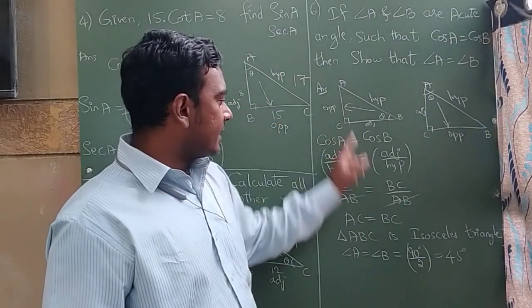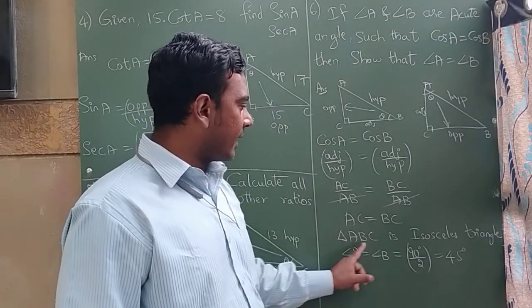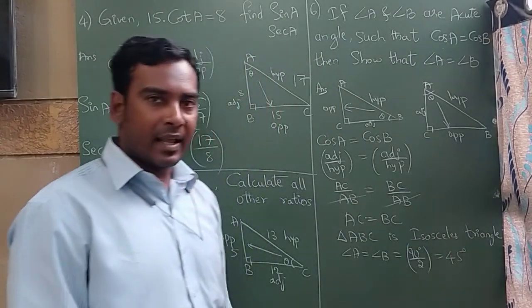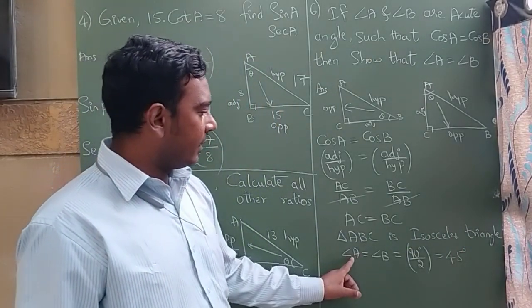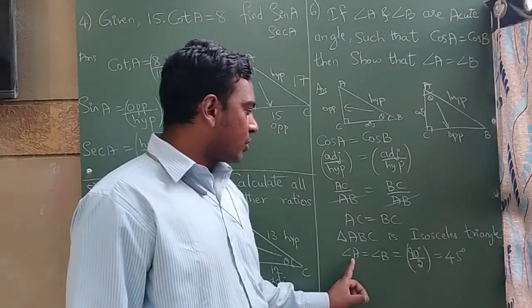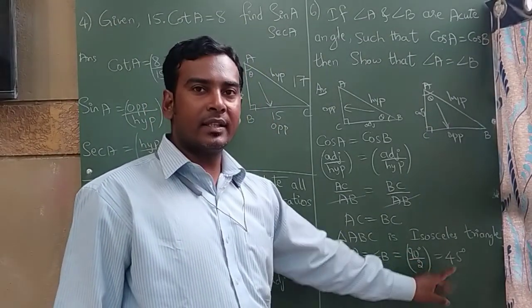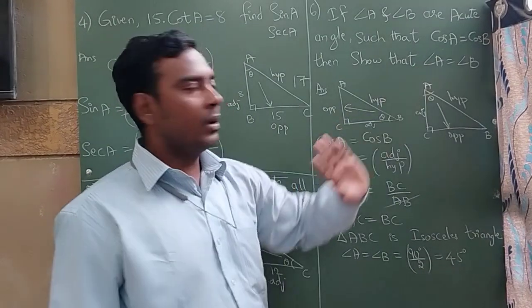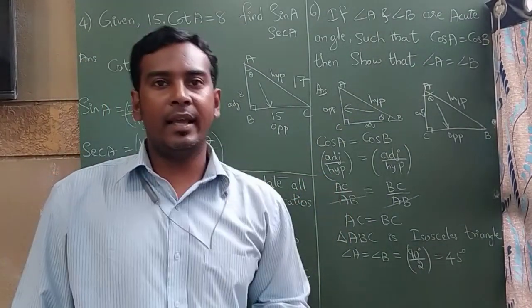So when two sides are equal, then we call that triangle an isosceles triangle. So when it is an isosceles triangle, one of the angles is 90 degrees. So 90 divided by 2 is 45. So angle A is equal to angle B, that is nothing but 45. Hence we have proved it. So let's move on to the next question.